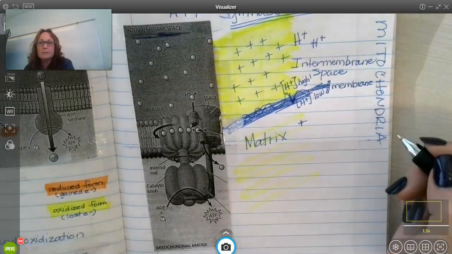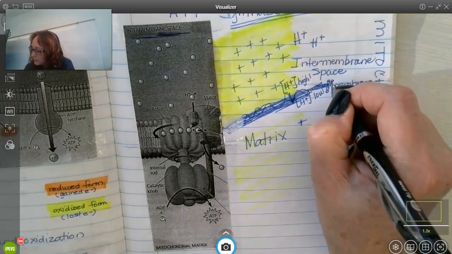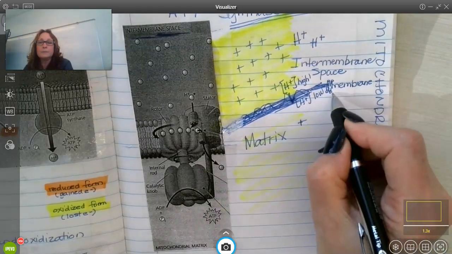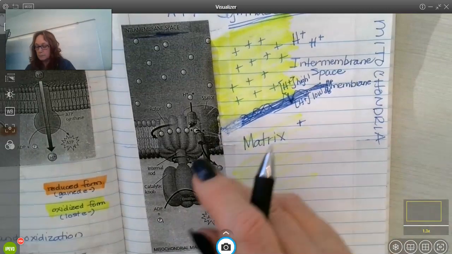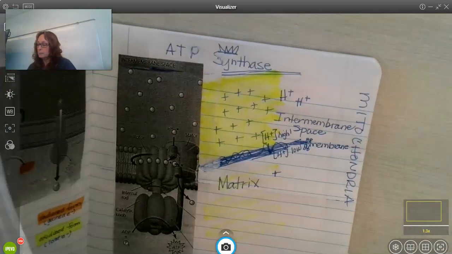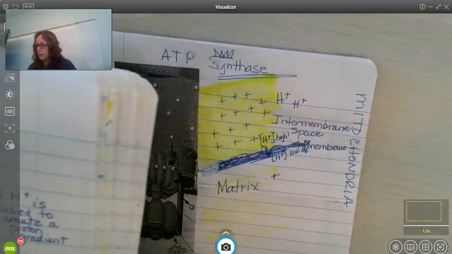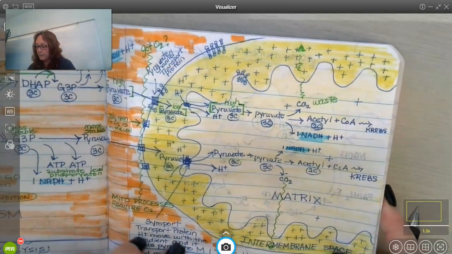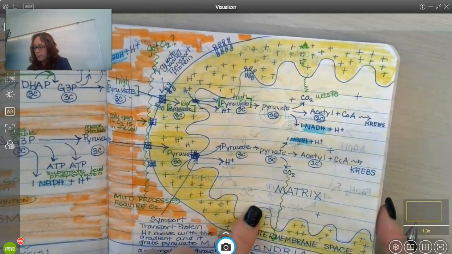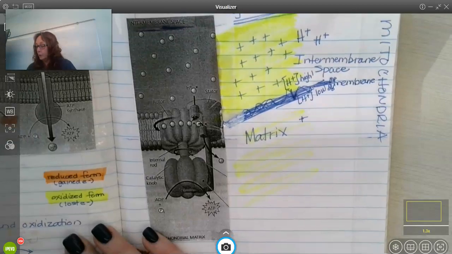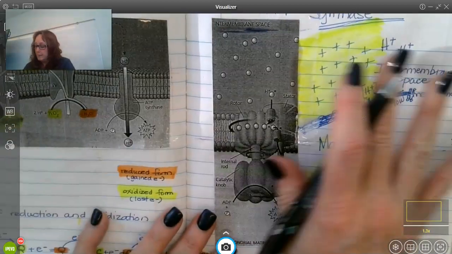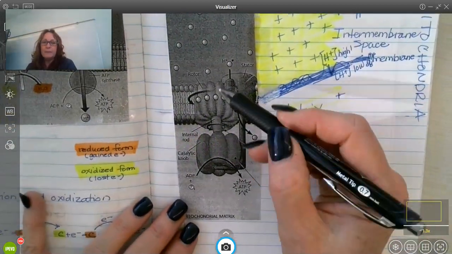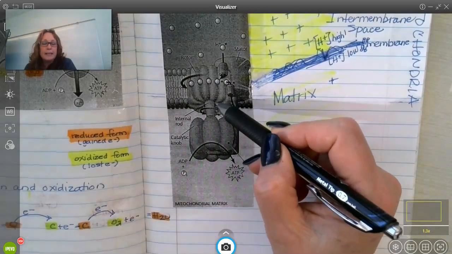Did that help? Okay, so this is that. Why am I yellow? How can I miss that? Here. It's this inner membrane that we've seen that's all folded. Okay, all of that being said, this is your ticket out.